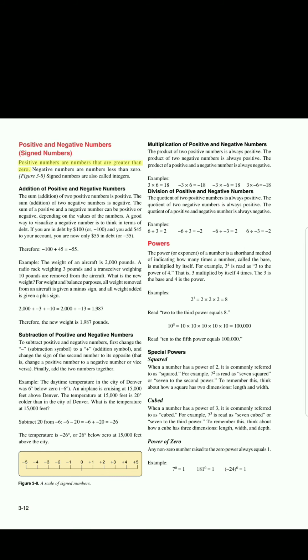Signed numbers. Positive numbers are numbers that are greater than 0. Negative numbers are numbers less than 0. Figure 3-8. Signed numbers are also called integers. Addition of positive and negative numbers.